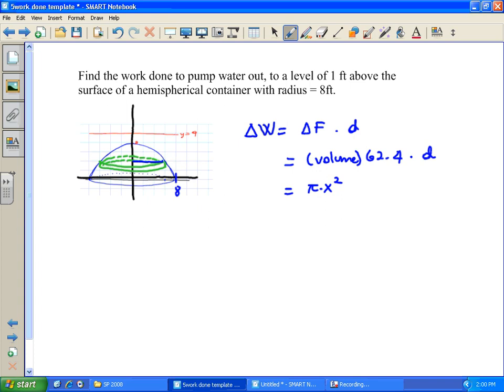Because only the biggest disk within this hemispherical container has a radius of 8. As you go further up, the radius is not 8. It keeps changing, and we call that radius x in general to represent the change. So because it can change, pi x squared times 62.4.